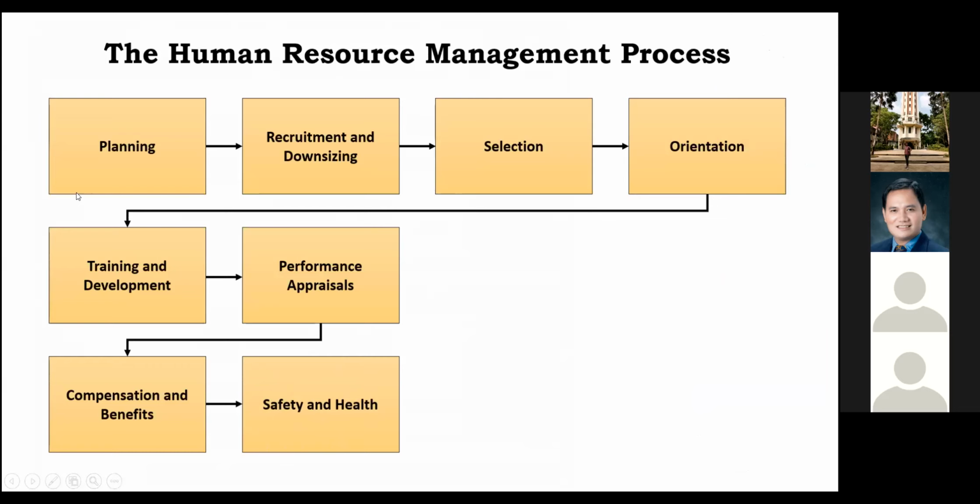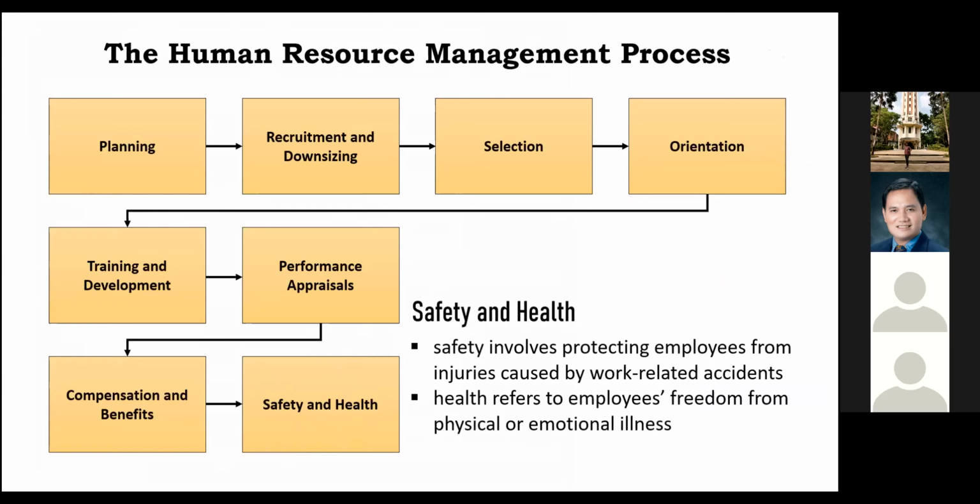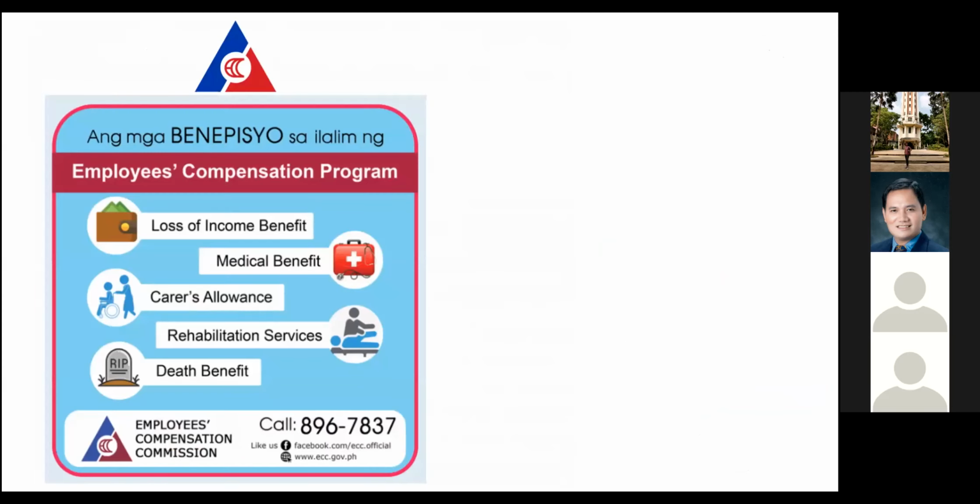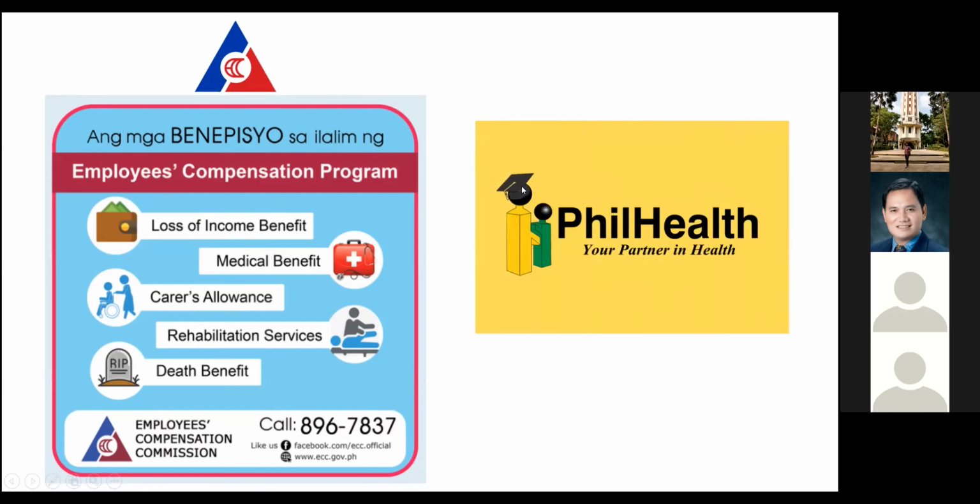So after compensation and benefits, we go to safety and health. Okay. Safety involves protecting employees from injuries caused by work-related accidents, and health refers to employees' freedom from physical or emotional illness. Usually, sa government employees po, this is in the form of yung benefits we get from the ECC, Employees Compensation Commission. So, we can have these benefits po kasi, halimbawa na disable ka, you can claim a benefit from there. So, while in the discharge of your official duties.